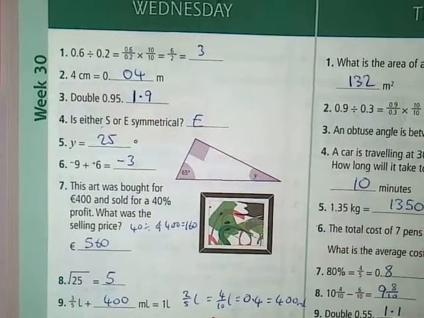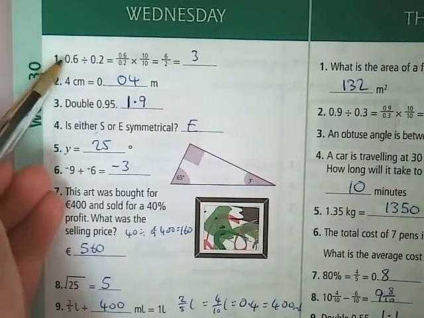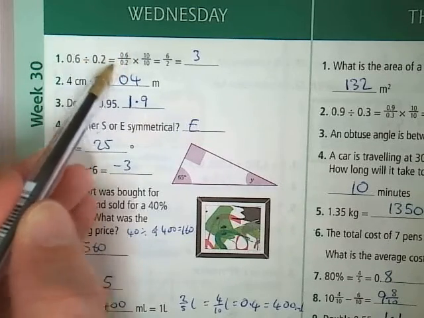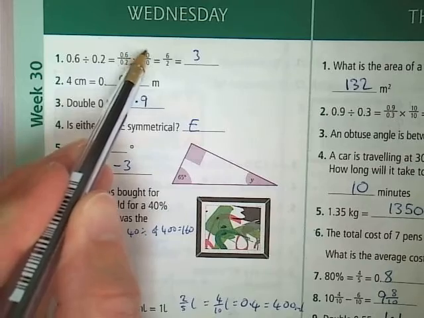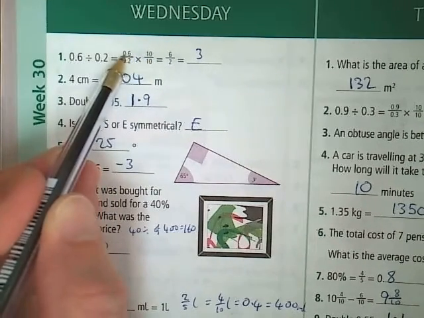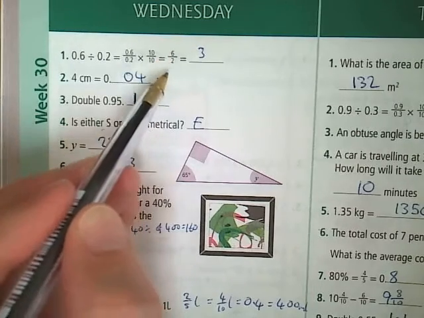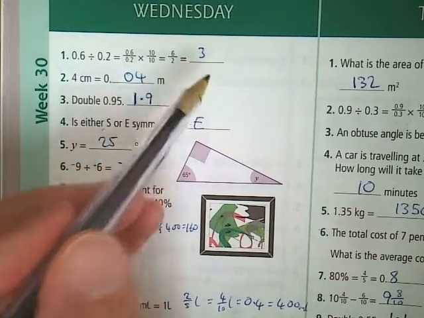This is week 30, Wednesday. Question 1, 0.6 divided by 0.2. They've rewritten it as 0.6 over 0.2, which makes sense. They've multiplied top and bottom by 10 to clear the decimal point, which also makes sense. That leaves it with 6 over 2. 6 over 2 is 6 divided by 2. Your answer is 3.